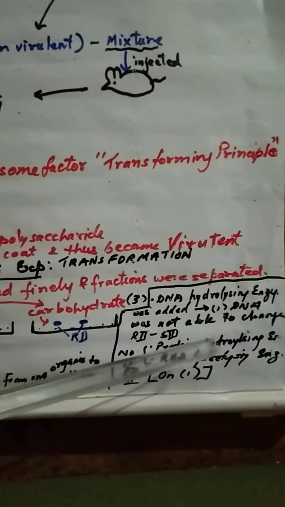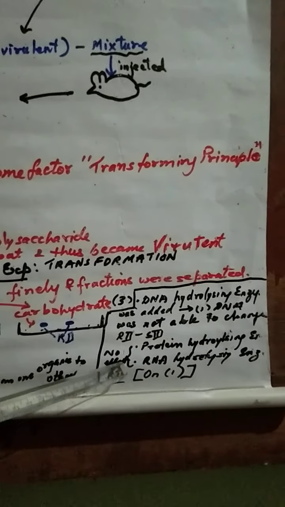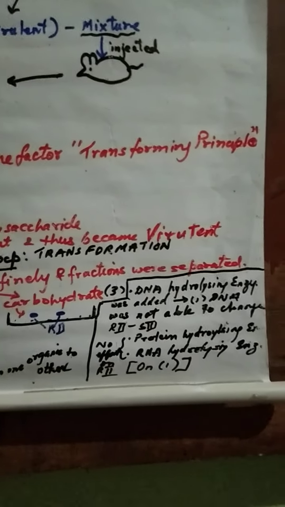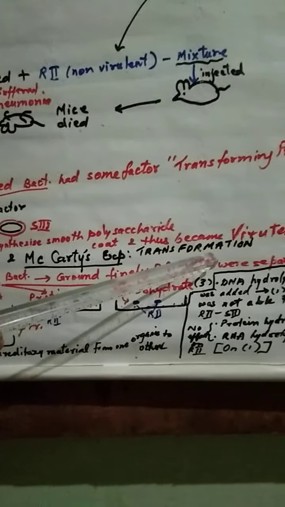In the second Petri dish, they added the second enzyme, protein hydrolyzing enzyme. And in the third Petri dish, they added RNA hydrolyzing enzyme. There was no effect. The R2 remained R2 only. There was no change. So they concluded from this enzyme experiment that it is the DNA which modifies or can change the hereditary material of one organism into another, and this was known as transformation or the transforming principle.